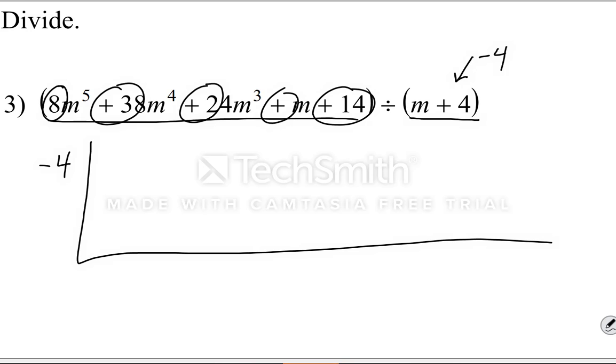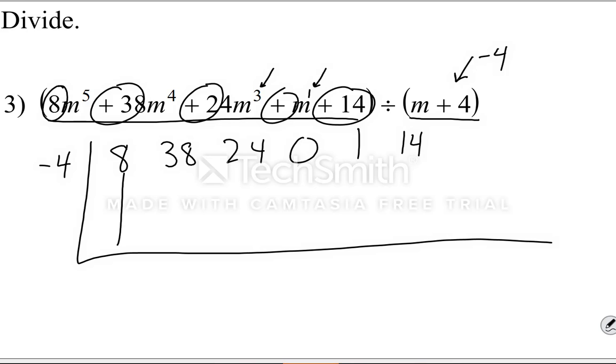Okay, so I get 8, 38, 24, but then again, this is a 2 and this is a 1. So I need a 0 in there to represent the squared term that I don't actually have. The 1 and then the 14 at the end. Remember we said the first one we're going to do is drop. Drop it like it's hot.